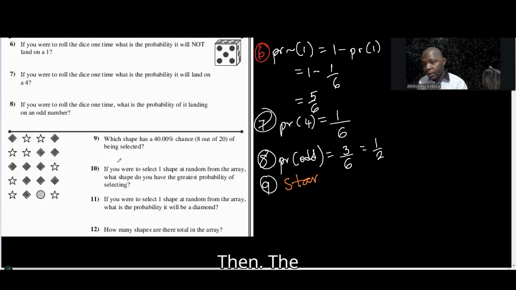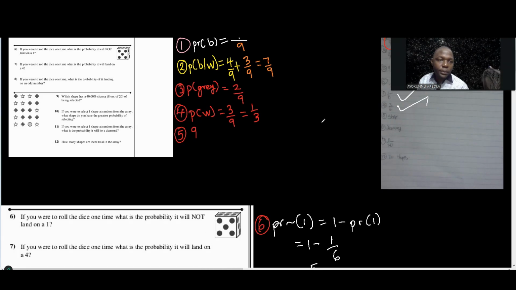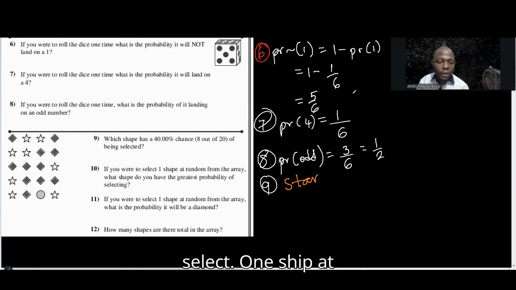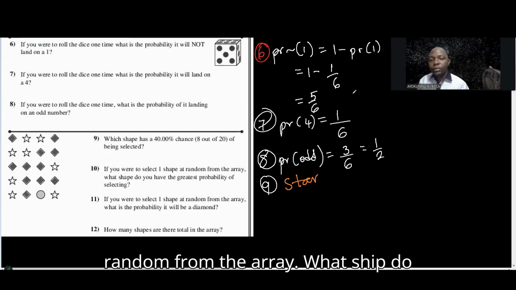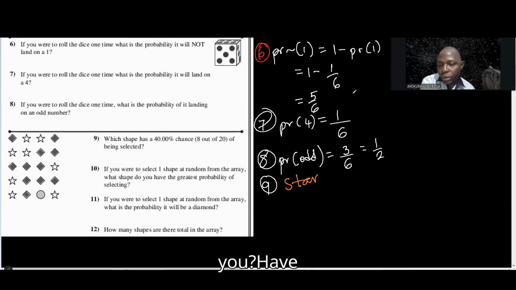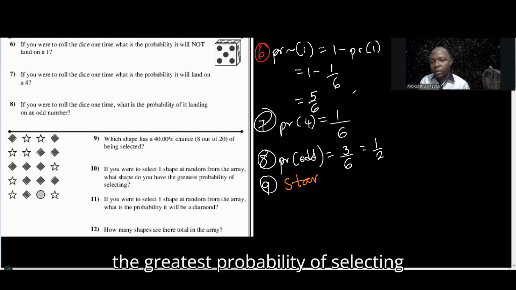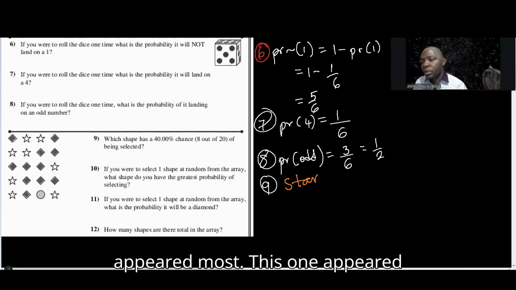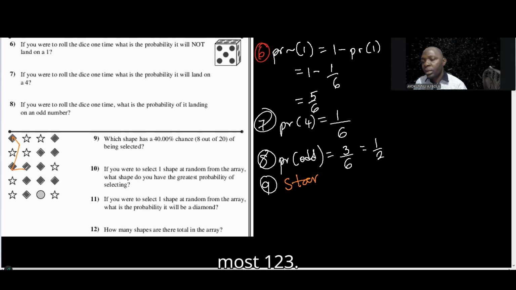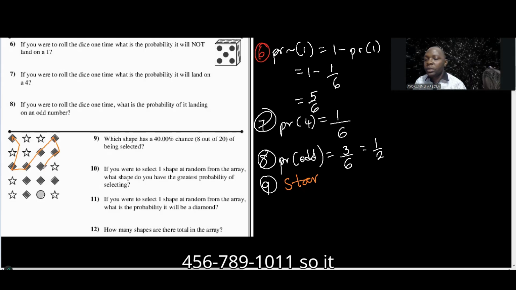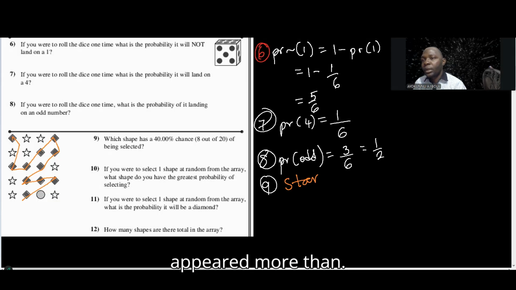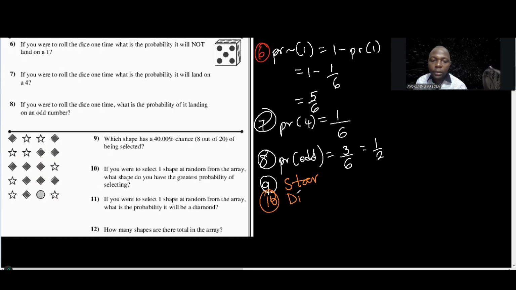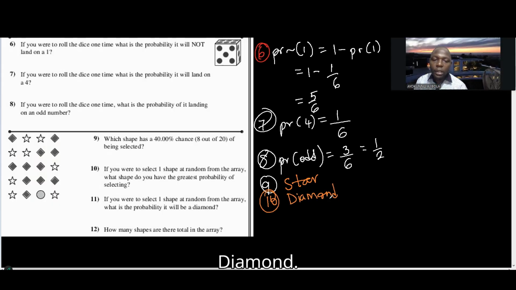Then the next one says, if you were to select one shape at random from the array, what shape do you have the greatest probability of selecting? That is the one that appeared most. This one appeared most. One, two, three, four, five, six, 7, 8, 9, 10, 11. So it appeared more than all the rest. And that is the diamond.